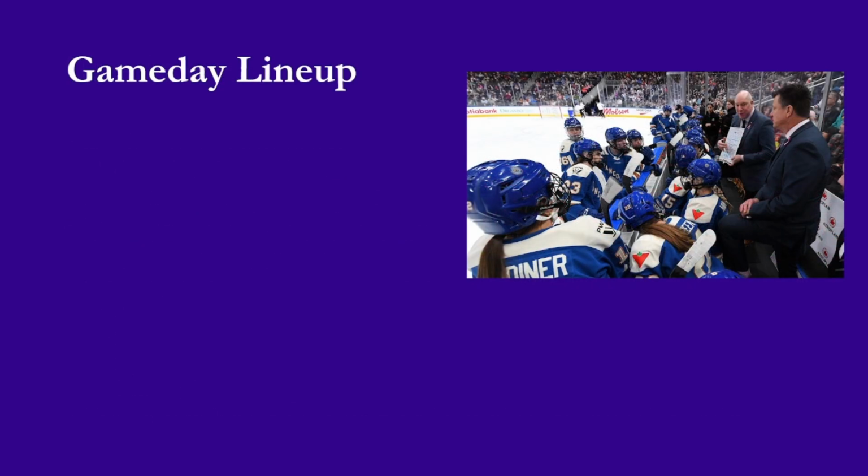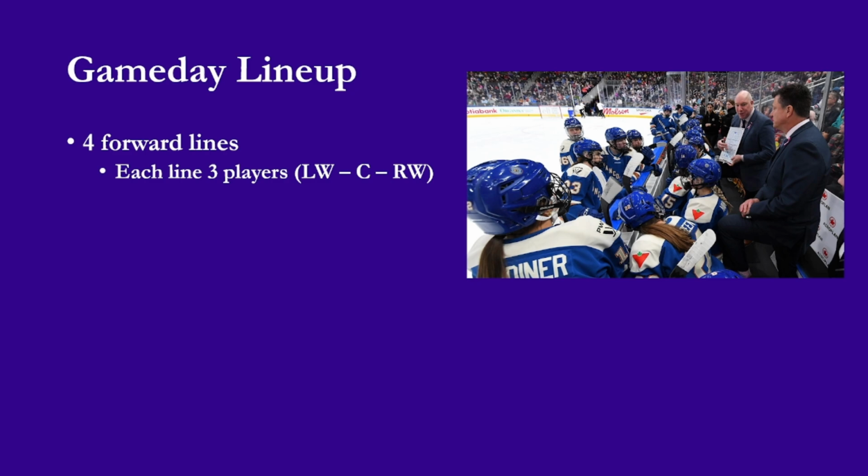So let's break down the game day lineup a bit more. Each team runs 4 forward groups of 3 players, 2 wings and a center. These lines will substitute in and out during the game, and typically the line with the most talent and skill will have the most time on the ice, while other lines may play less minutes but in more situational positions depending on how the game is going.